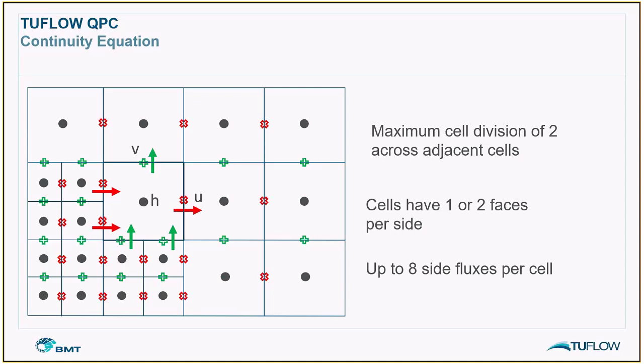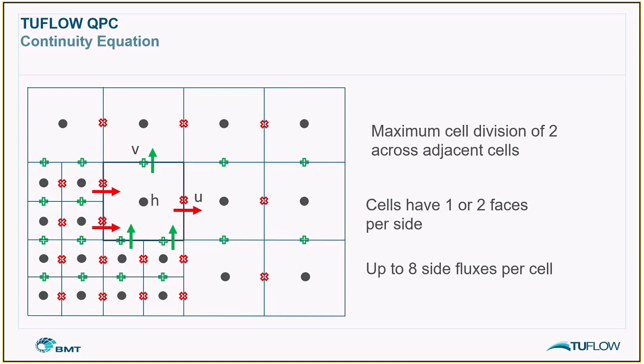Again, towards the bottom of the cell, we have 2 fluxes in, but only 1 flux out of the cell at the upper edge. So we can actually have the same source term as previously, but now we can have up to 8 side fluxes per cell to feed into that continuity equation.